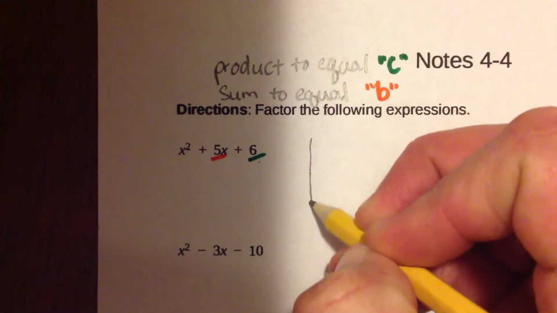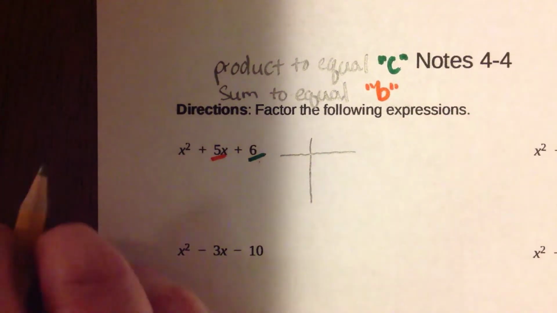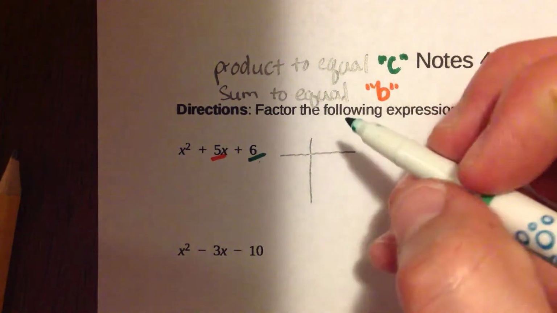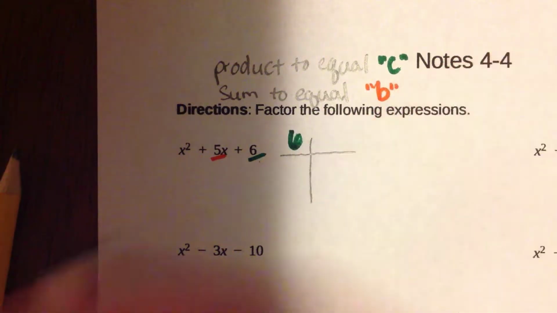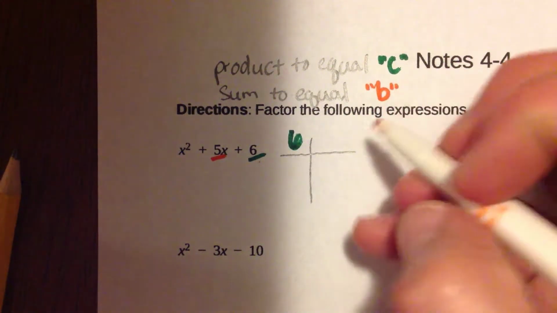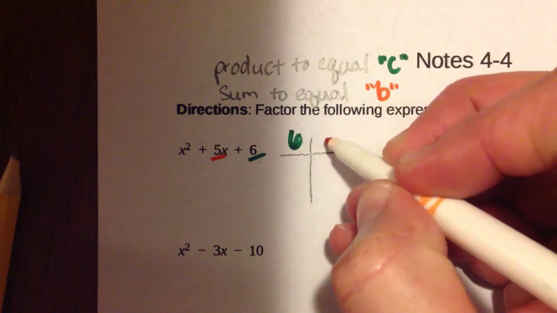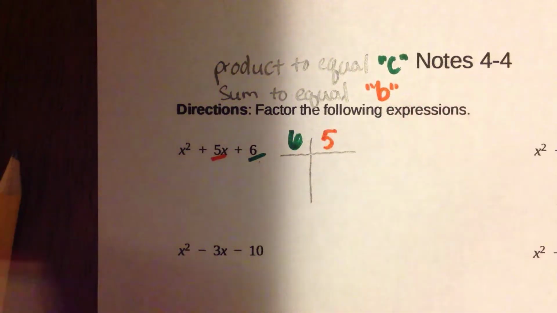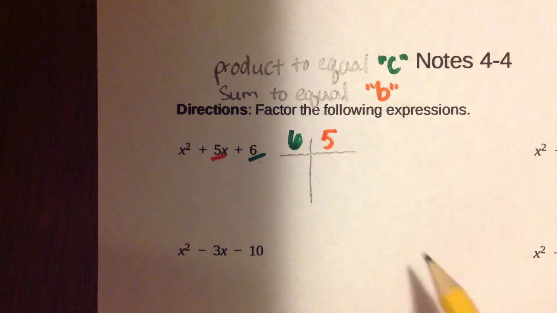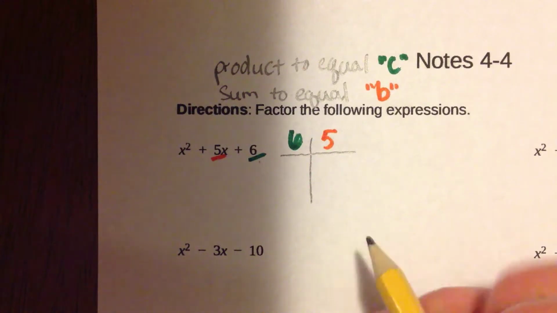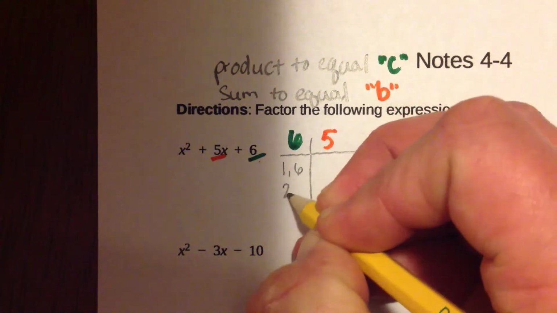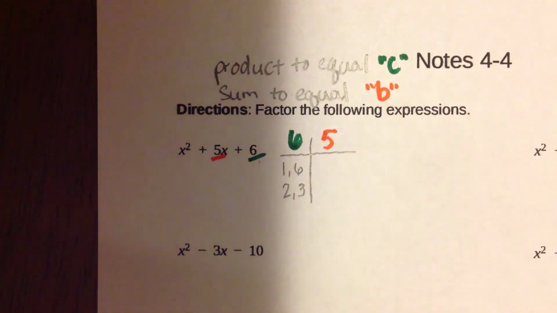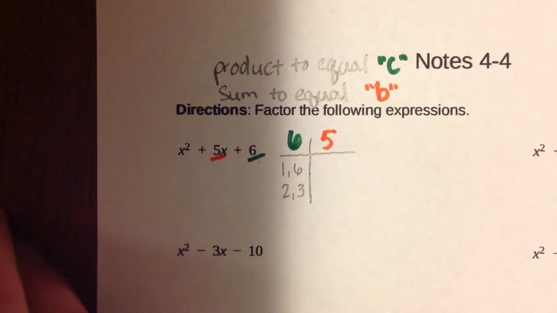So what I like to do is make a nice little t-chart here. And I know that the product of my numbers, which is when I multiply them together, has to be 6. And when I add my two factors together, they have to equal 5. So what I do first is think of all the factors of 6. So the factors of 6 might be 1 and 6, maybe it's 2 and 3. And in this case, that's all the factors I have.